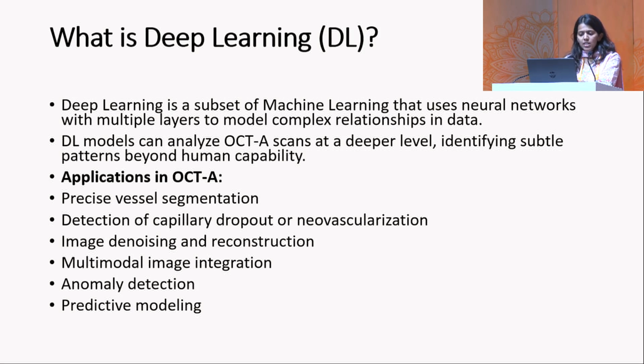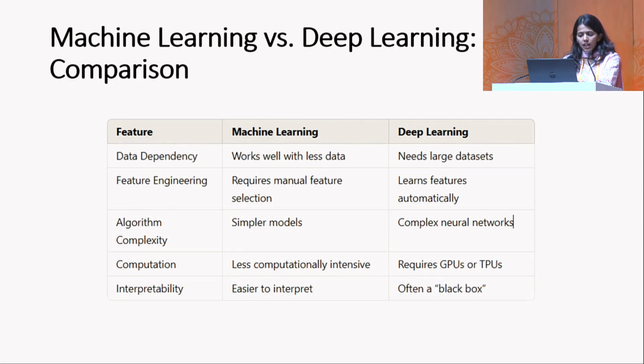It can analyze OCT angio scans at a deeper level and identify subtle patterns which are beyond human capability, which include precise vessel segmentation, detection of capillary dropout or neovascularization, image denoising and reconstruction, multimodal image integration, anomaly detection, and predictive modeling. Machine learning works well with less data, requires manual feature selection, has simple algorithms, is less computationally intensive, and is easier to interpret. However, deep learning requires larger data sets, learns features automatically, involves complex neural networks, requires high computation, and is often difficult to interpret.